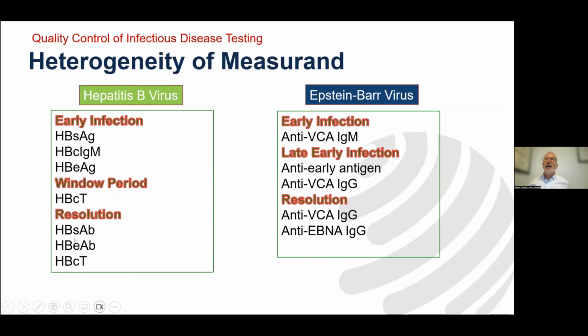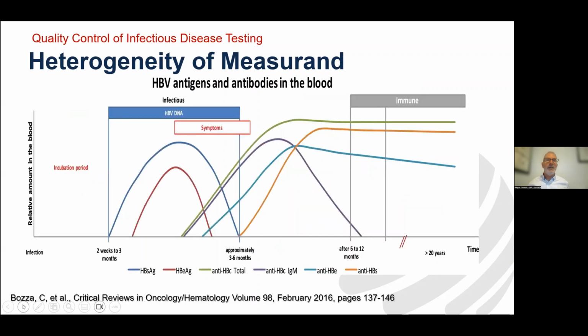We know that our immune response to viruses elicits different antibodies to different antigens, and I've just expressed some here that are commonly detected for hepatitis B and for EBV. And we see that the antibodies will rise and fall over the period of the disease. So unlike glucose, where it's homogeneous and stable over a long period of time, antibodies rise and fall.